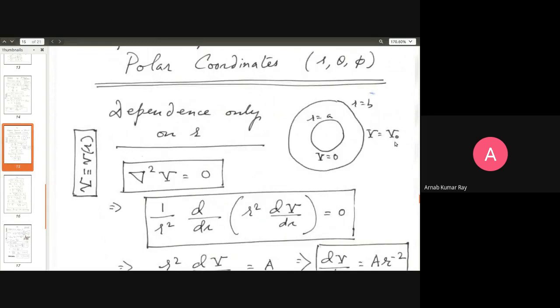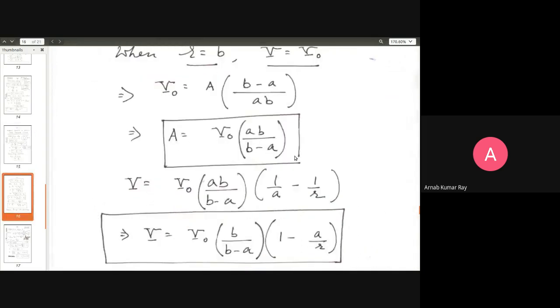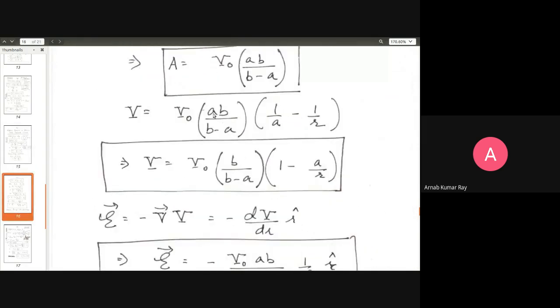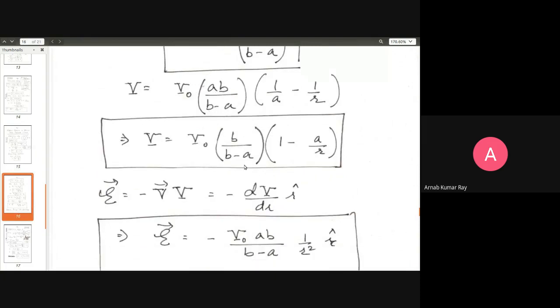A, B, and V naught. Small a, small b, and V naught. And that is what you have. Small a, small b, and V naught. All of them you have here. So there you have all of these things.